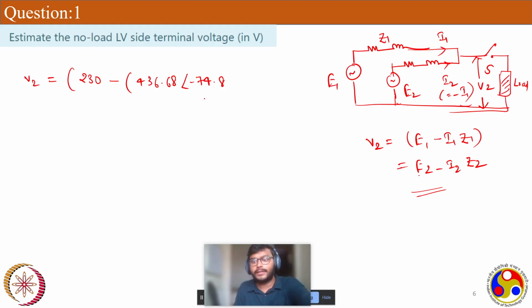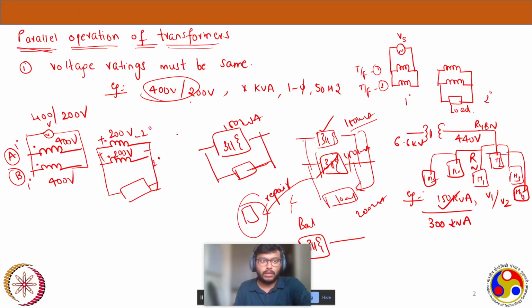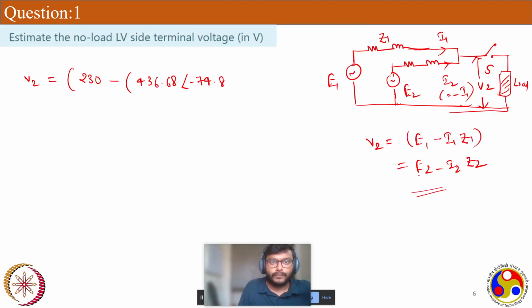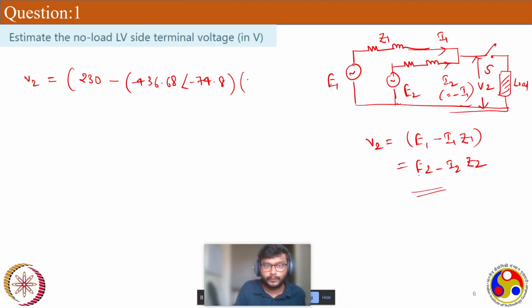Okay, I have calculated this with respect to 240 minus I1, so this will be I2. This will be minus, because that 436 is positive if we see from the 240 side, but we are calculating from I1, this minus into Z1. How much is Z1? 0.0128, 78.11.